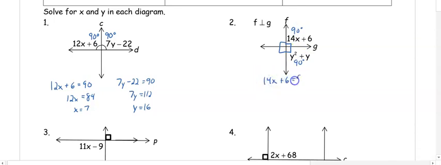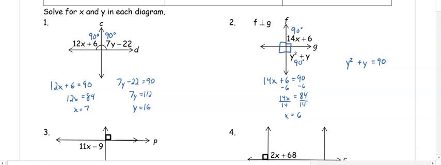14x plus 6 equals 90. We can subtract 6 from both sides. 14x is equal to 84. When we divide by 14, x equals 6. In our second equation, we have y squared plus y equals 90.